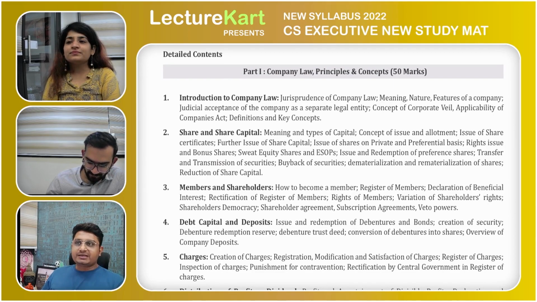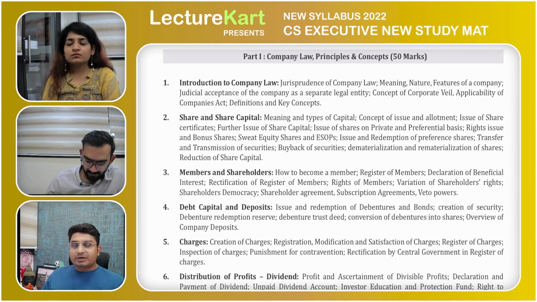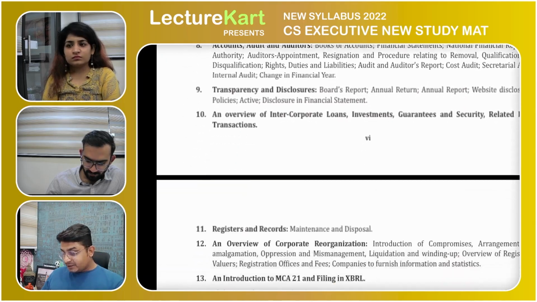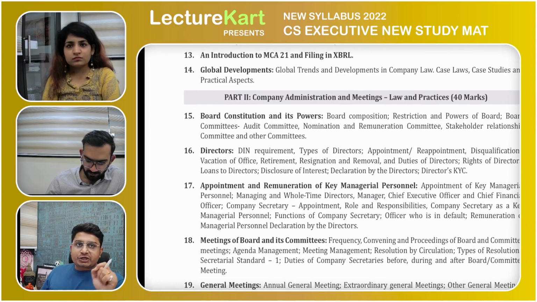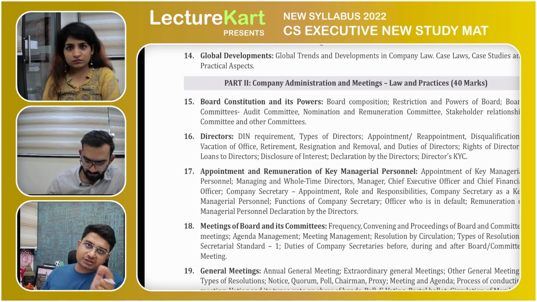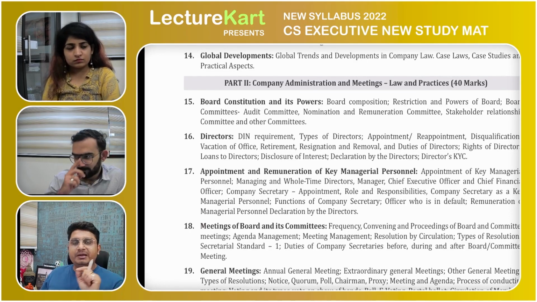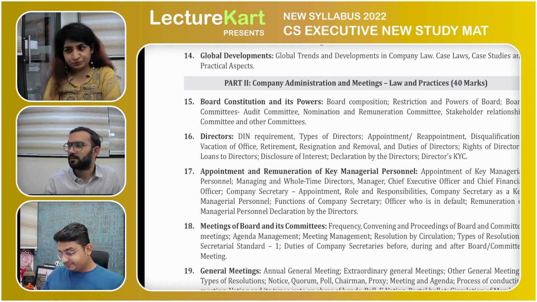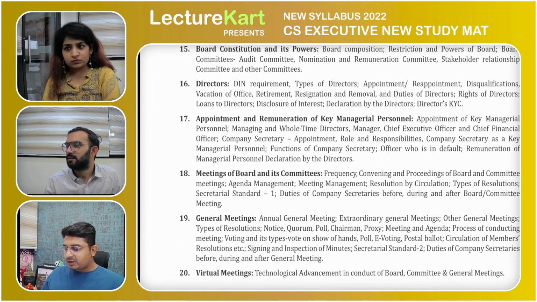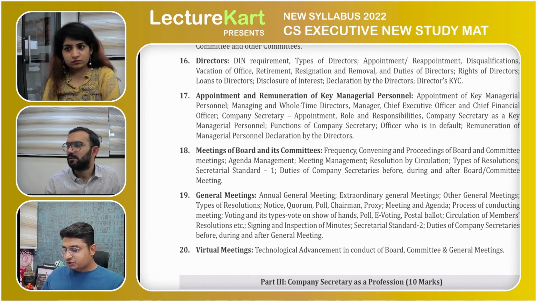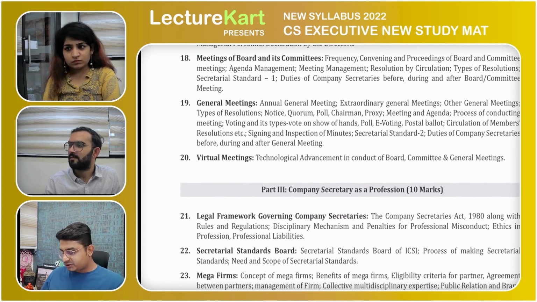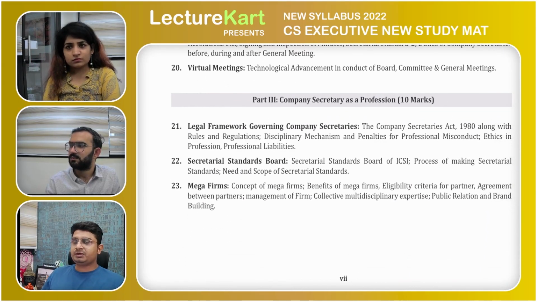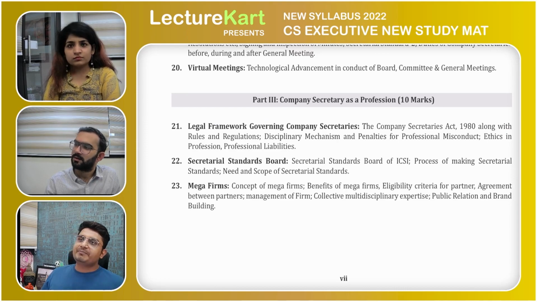So the earlier module, as I was saying, had three parts. Part 1 was company law principles and concepts, which was for 50 marks. The second part was company administration and meetings, again for 40 marks, which covered the law and practices portion. It was there before as well, but they have emphasized it in the module name itself now: it will be company law and practice. It was a 40-mark portion which covered topics from board to directors to appointment and remuneration of key managerial personnel, general meetings, virtual meetings, etc. But then there was a third portion, which was company secretary as a profession.